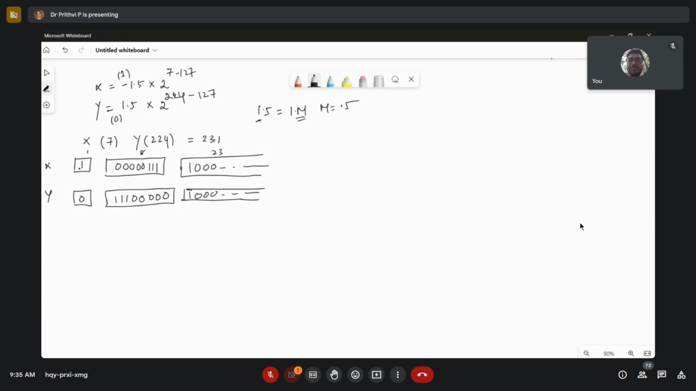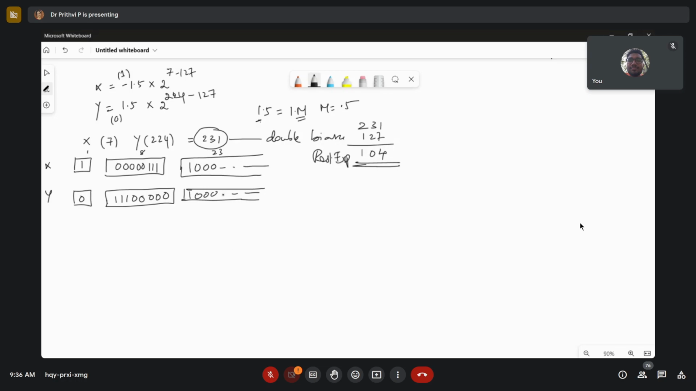Now when you take these values and add, your resultant is 231. Now this is double biased. What do we have to do? We have to subtract 127 from this. If you take 127 out, this will be 104. Is it correct? Yeah. So this is your resultant exponent.